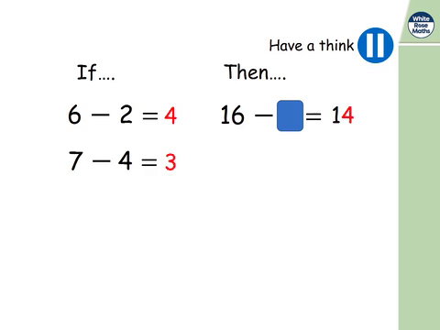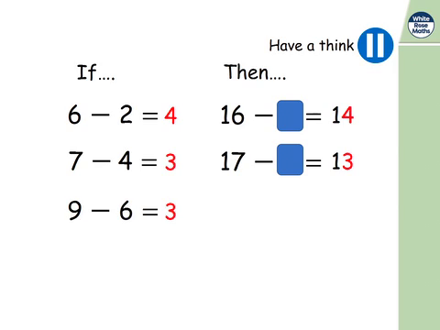How about 7 subtract 4 is equal to 3? Then what would go here? And finally, 9 subtract 6 is equal to 3. And if we know that, do you know this? Pause here and have a think. Then come back and I'll reveal the answers.